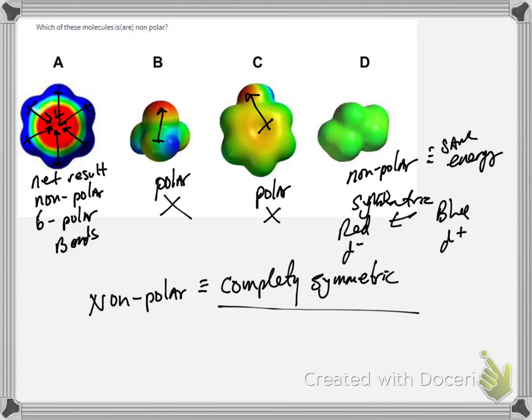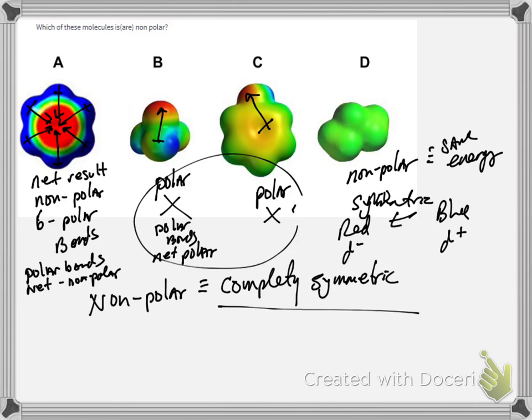right? So polar bonds, net nonpolar; polar bonds, net polar, right? And that's true for both of these. And then in D, nonpolar with nonpolar bonds, right? Because of the total symmetry, lack of charge distribution.